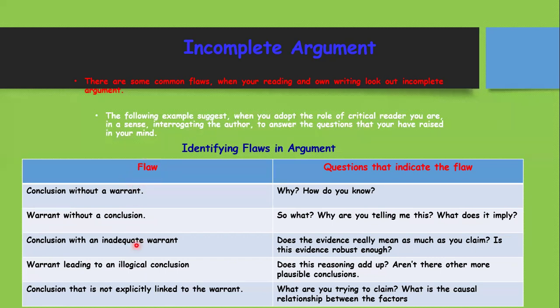For example, what is a flawed argument? Conclusion without a warrant. If you are concluding something without any premise or without any evidence or without any logic or reasons to conclude that thing, it is a flawed argument. So what question do you need to ask to address that flaw? Why? How do you know? If you conclude something, ask yourself why.